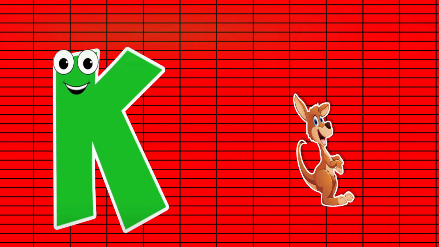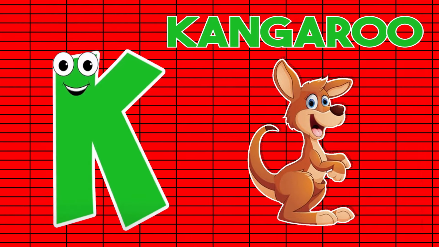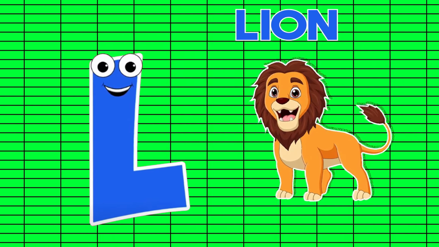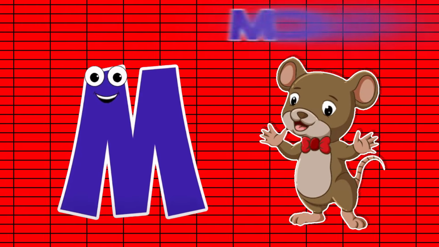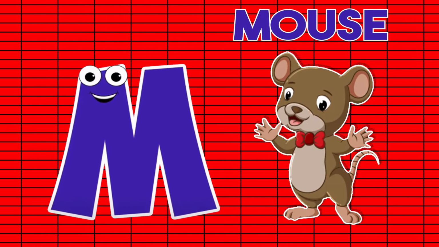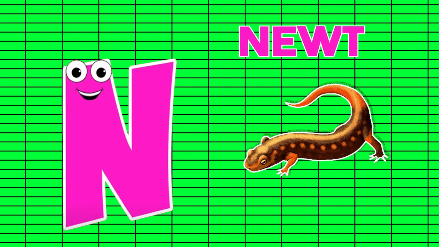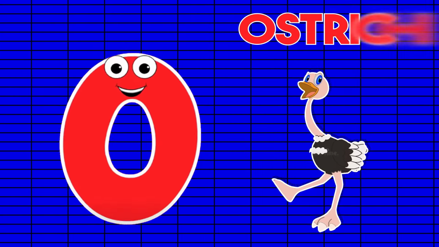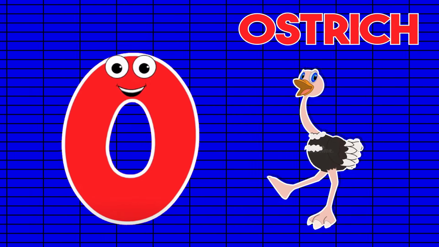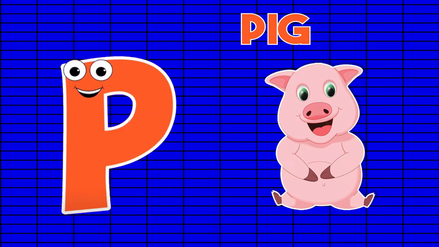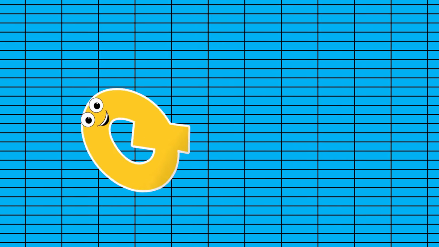K is for kangaroo. K, k, kangaroo. L is for lion. L, l, lion. M is for mouse. M, m, mouse. N is for newt. N, n, newt. O is for ostrich. O, o, ostrich. P is for pig. P, p, pig. Q is for quail.